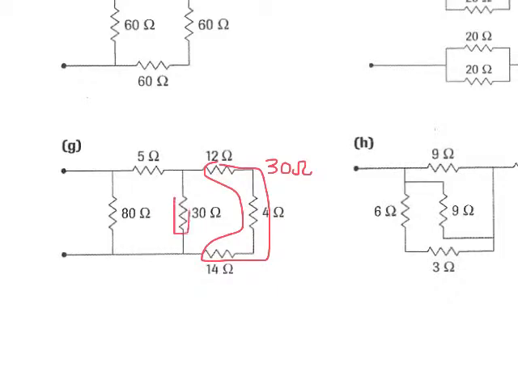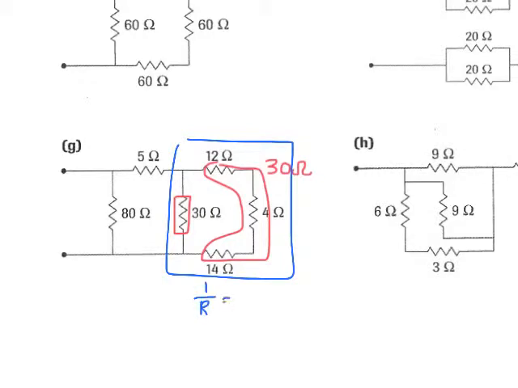Well, look at this one in the middle. 30 and 30. What relation do they have? This square and this weird shape. Do they have any relationship together? They're in parallel. Good. So if you add up this chunk together, you're going to get 1 over R equals 1 over 30 plus 1 over 30. That gives you 1 over 15. That means this blue square has an equivalent resistance of 15 ohms.